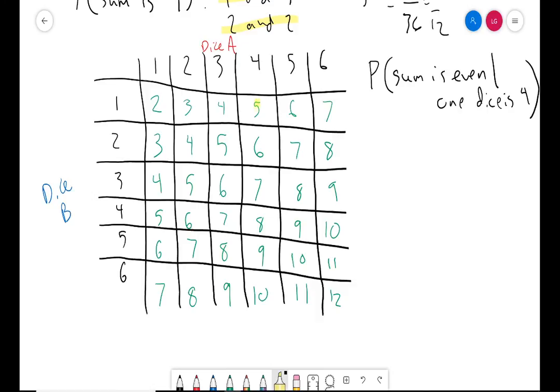So really quick, I'll highlight the outcomes we care about. It's only those 11 outcomes where one of the dice is a 4. And now we need to count out of those 11 outcomes how many have a sum of even. 1, 2, 3, 4, 5.